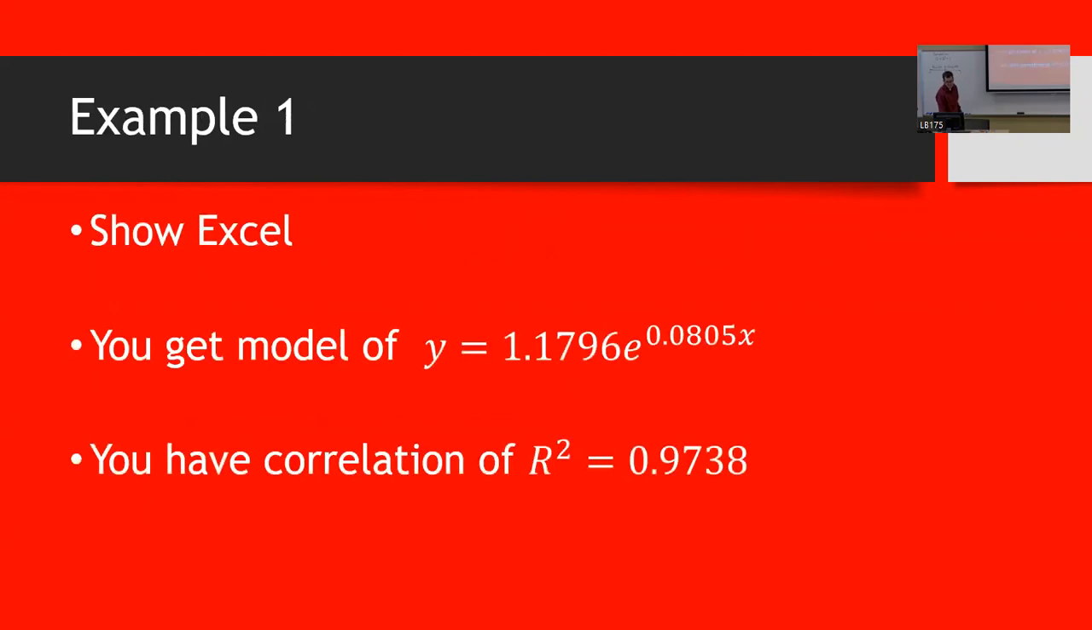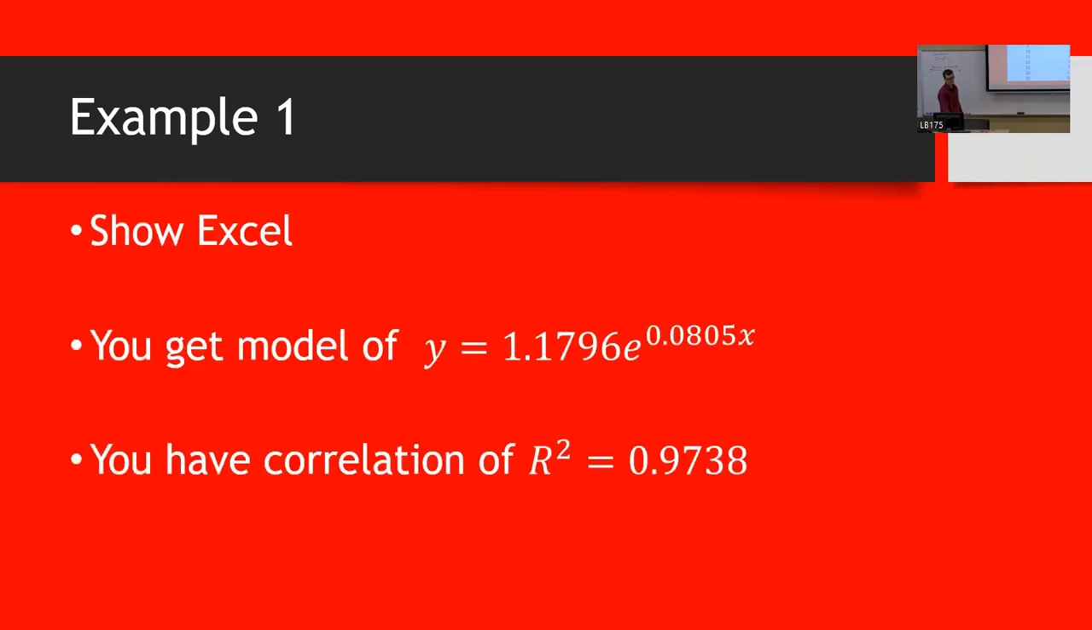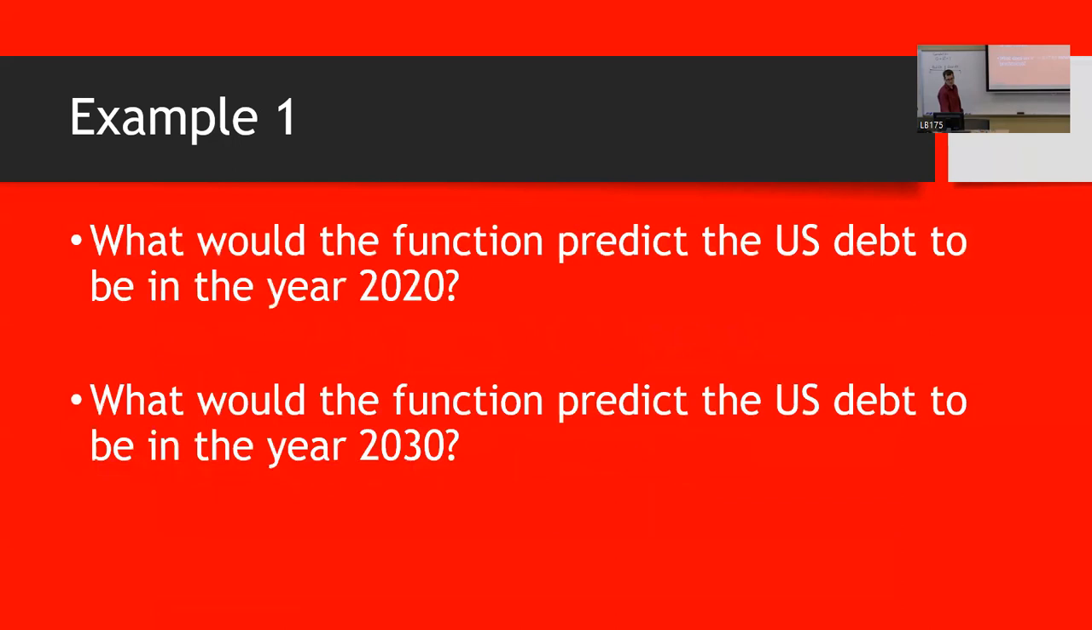And we've already seen, like in example 1 from last time, we had R squared of 0.9738. That meant that example 1 was a good fit. We also did these predictions already. We predicted the US debt in 2020 and we predicted the US debt in 2030.